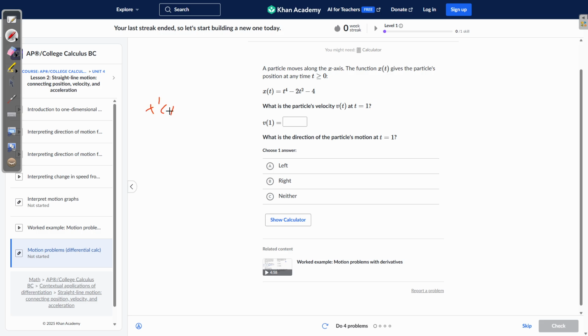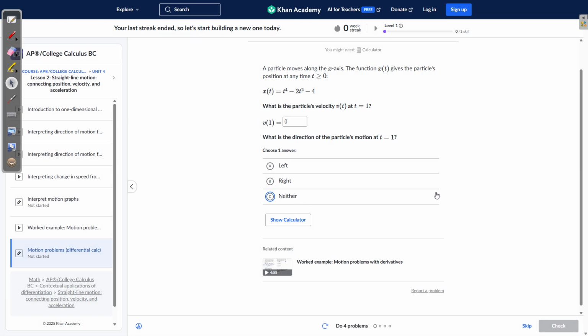So we can say that x prime of t, or v of t, depending on which one you want, equals 4t cubed minus 4t, and this is just from the power rule. At 1 we get 4, because t is basically going to go away, minus 4, which equals 0. Since the velocity is 0, the particle is not going to be moving. So I think I have to erase this.